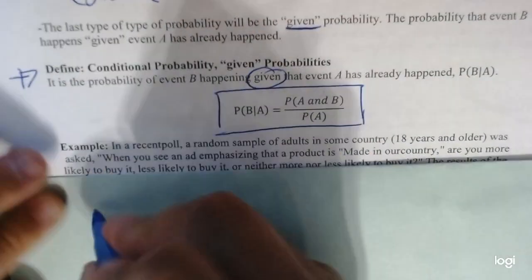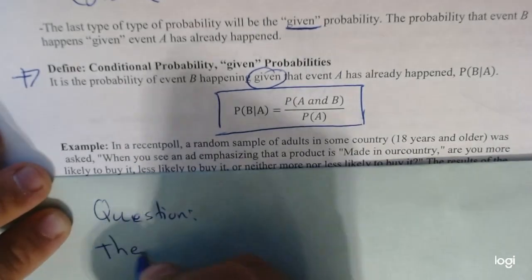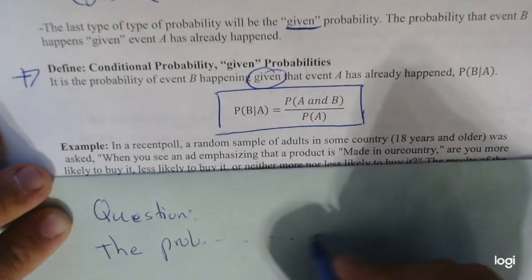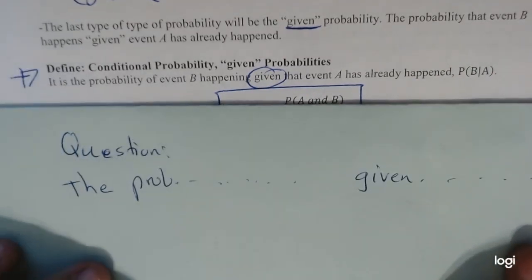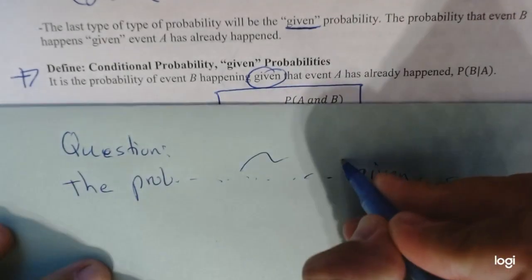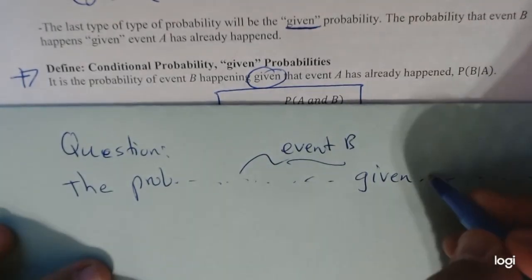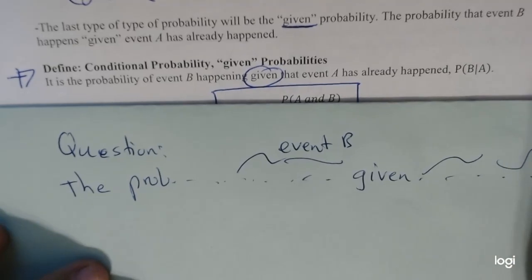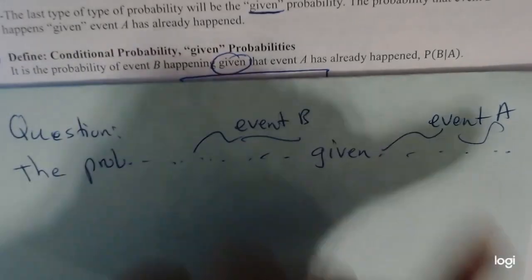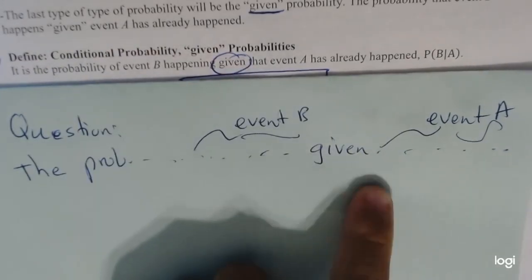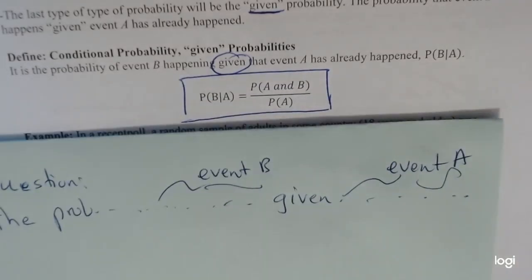So let's say this is the question. It's going to say the probability dot dot dot given dot dot dot to finish it up. Okay, so that's going to be the wording of the phrasing. Everything before the word given is going to be your event B. Everything after the word given is going to be your event A. So it's not A, B, like we've done so far. The order does actually matter, because when you divide by the bottom number, it makes a huge difference, either probability of A or probability of B.